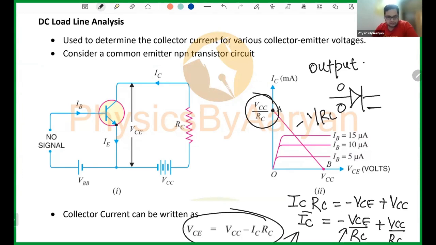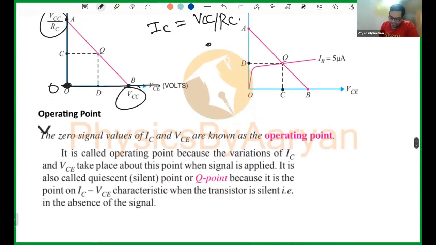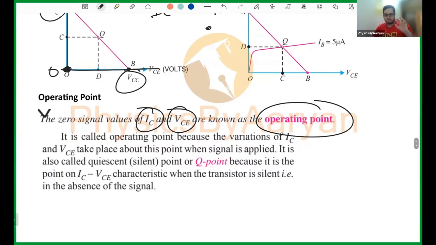But basically what I'm trying to say is that if there is a zero signal, then at zero signal, the values of IC, which is your collector current, and the value of VCE are actually known as the operating point. Operating point means that when the signal is not applied, you have to put the transistor into operation first. Now, if my signal comes, my values will either increase or decrease from this. So this is going to be my reference point around which my transistor will work.